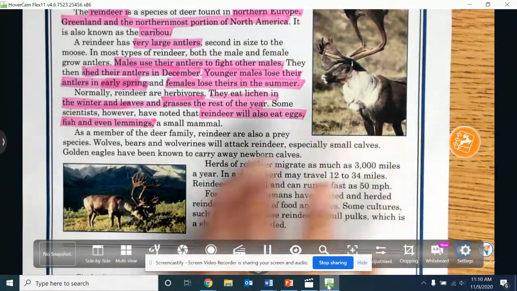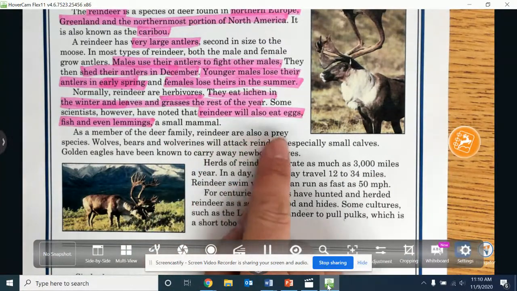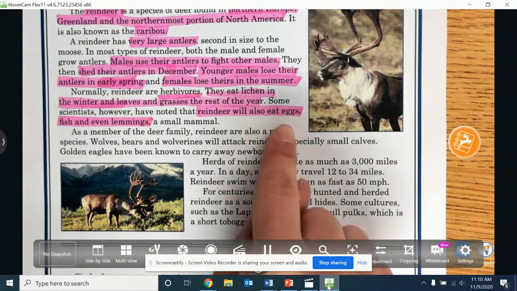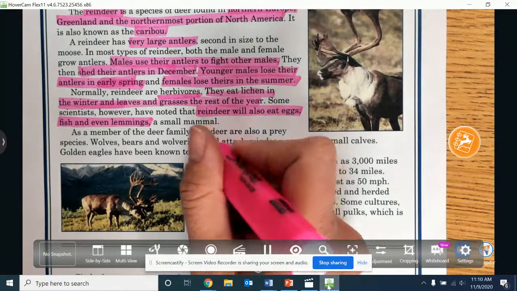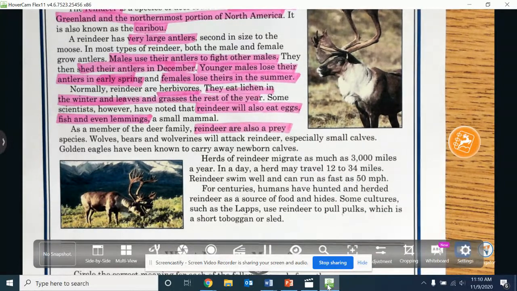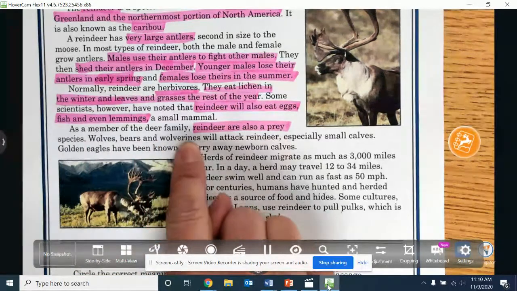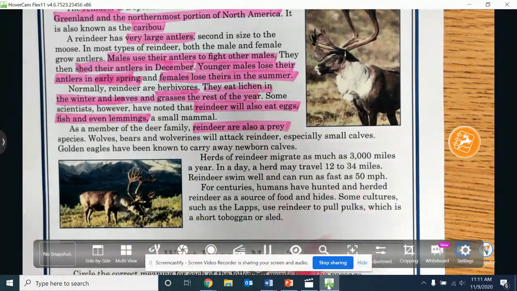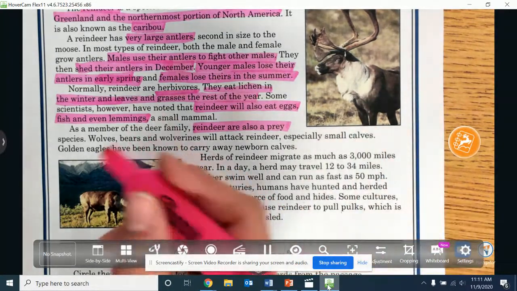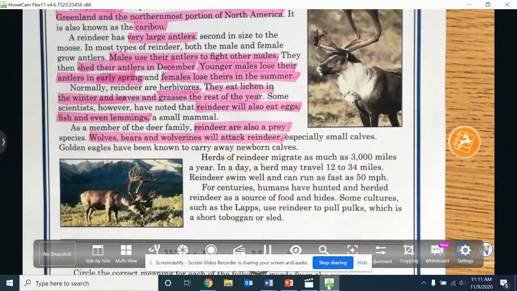So they are part of the deer family. As a member of the deer family, reindeer are also prey species. Prey means that other animals hunt them. So the reindeer are also prey. They get hunted as well. And here are the animals that hunt them. Wolves, bears, and wolverines will attack reindeer, especially the small calves. Calves are the baby reindeer. So wolves, bears, and wolverines attack reindeer.